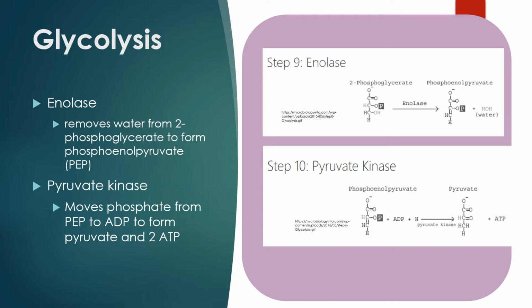Now in step 9, the enolase is going to remove the molecule of water from the 2-PGA to form PEP. And that's going to happen for each one of those that came from step 8. And then step 10, the pyruvate kinase is now going to move the phosphate from PEP to ADP to give us the ATP. And that happens for each molecule of PEP. So at the end of it, this reaction is going to give us 2 molecules of pyruvate and 2 ATP molecules.